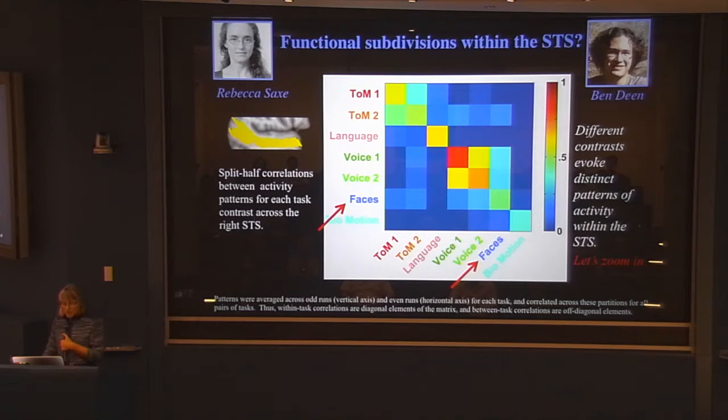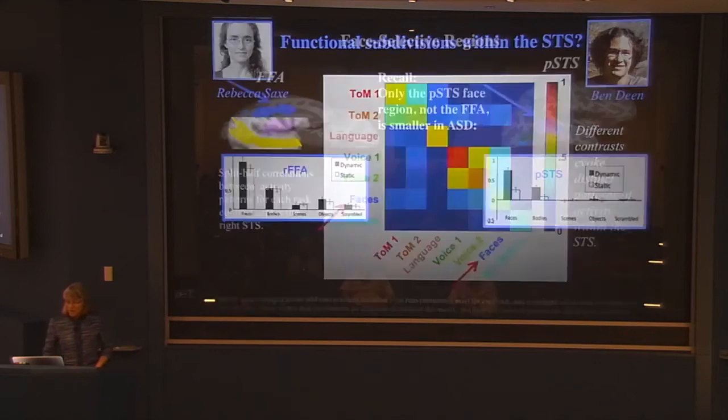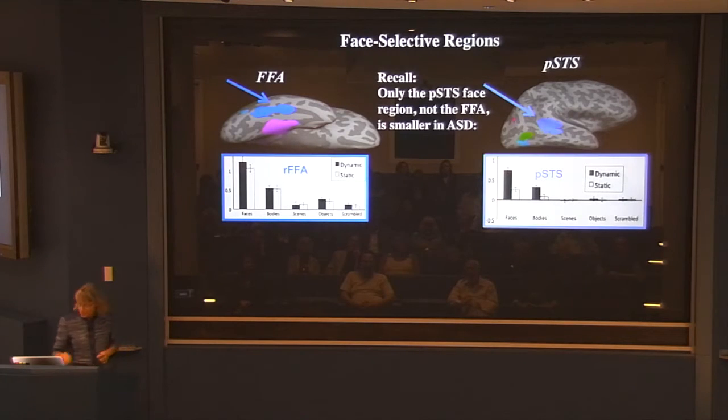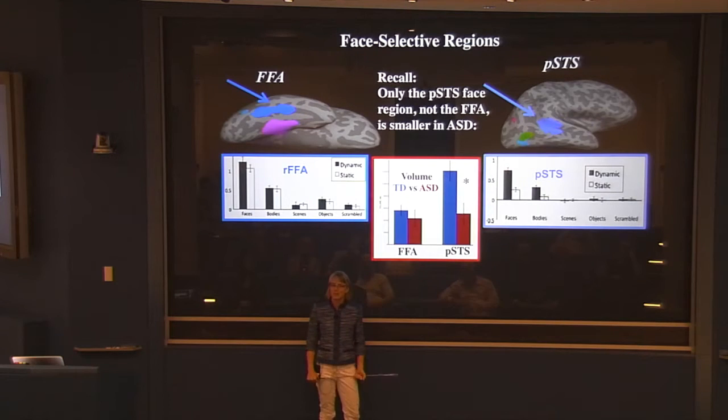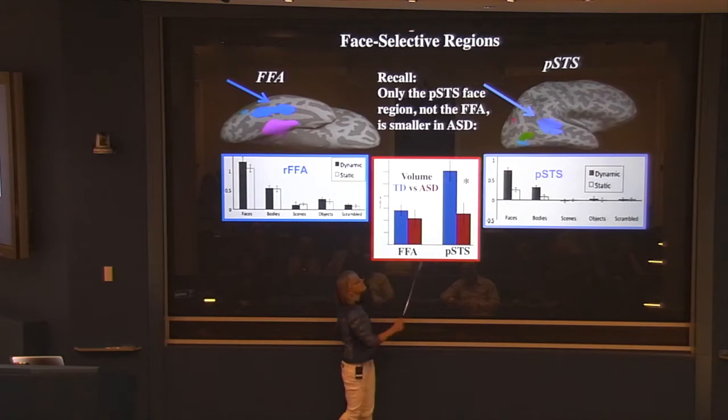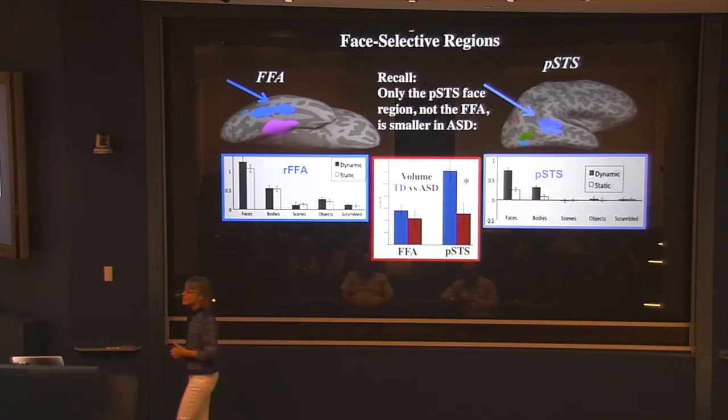Okay, so let's zoom in on those face activations. Because recall that I showed you way back at the beginning of the talk, here's a case where we really see what looks like a big difference in autism. Although the fusiform face area response is the same volume in people with autism and typical subjects, this region in the superior temporal sulcus is really quite a bit smaller in people with autism. So that seems like a promising zone to dig in.